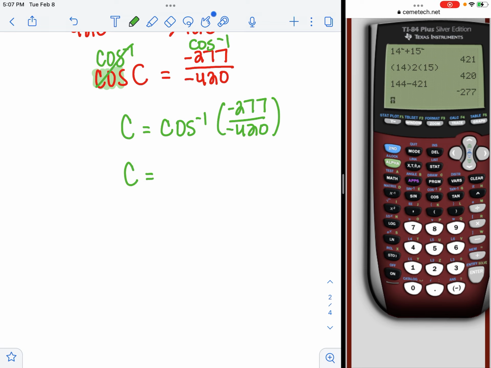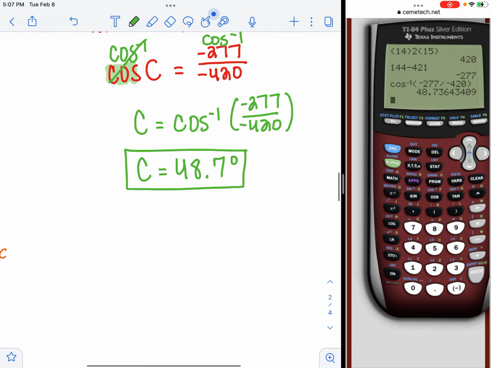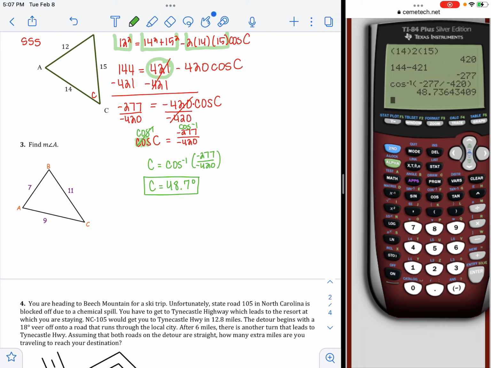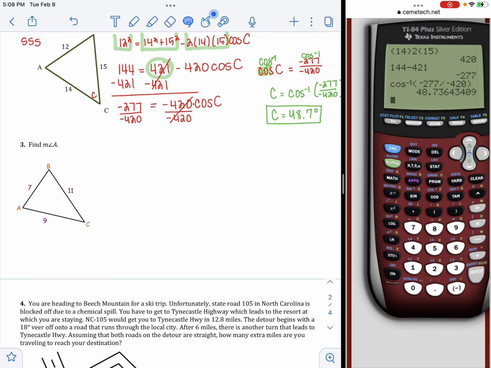Cosine inverse negative 277 divided by negative 420. And that gives me my angle, which we're rounding to 1 decimal place, is 48 point. I see a 7 on my screen, and there's a 3 next to it, so I'm keeping the 7. And angles are in degrees. So notice angles are more difficult, or I should say more multi-stepped, than solving for sides using law of cosines.